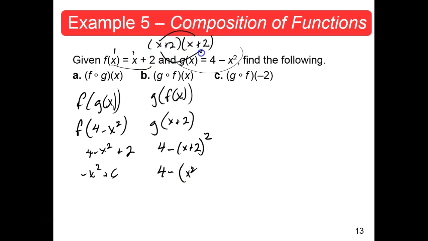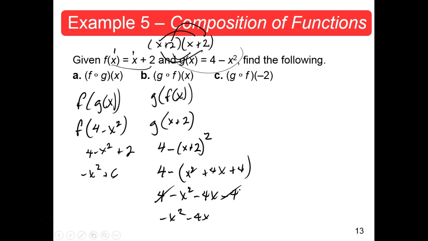X squared plus 2x plus 2x is 4x. You see what we did there? The outers and the inners are the same. Plus 2x plus 2x gives you plus 4x. And then finally, the last, plus 4. Now, clear your parentheses and what do you have? 4 minus x squared minus 4x minus 4. And what does that give you? Negative x squared minus 4x. Got it, because the 4s add to 0. Very good. That's your G of F of X.